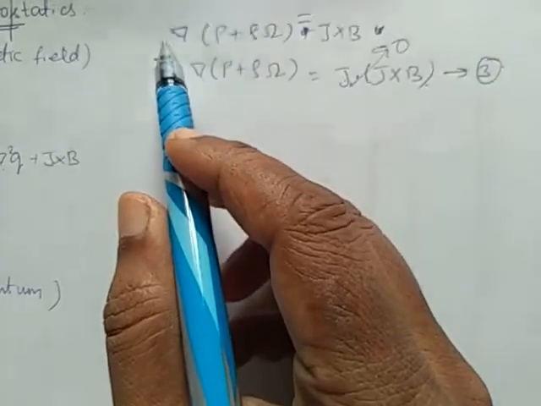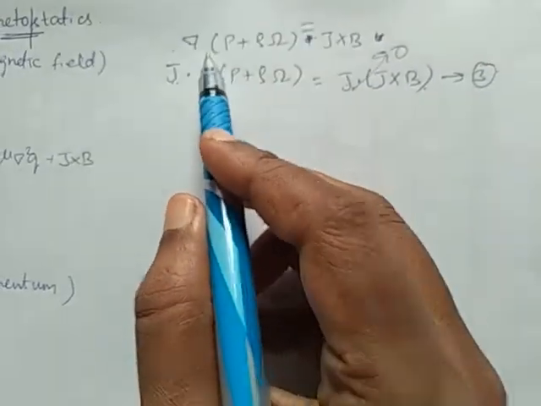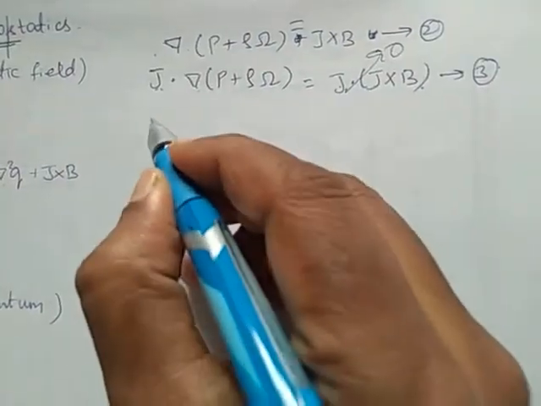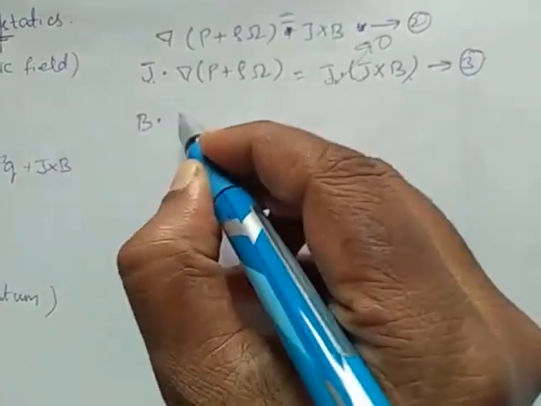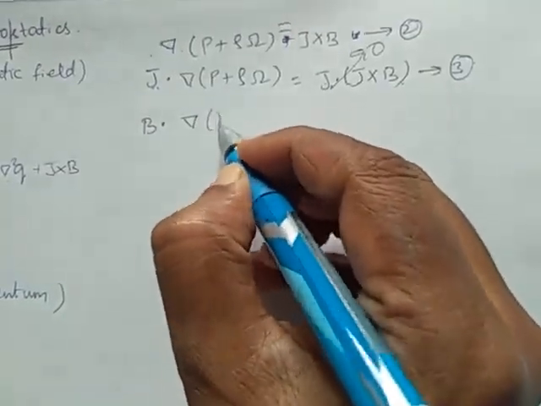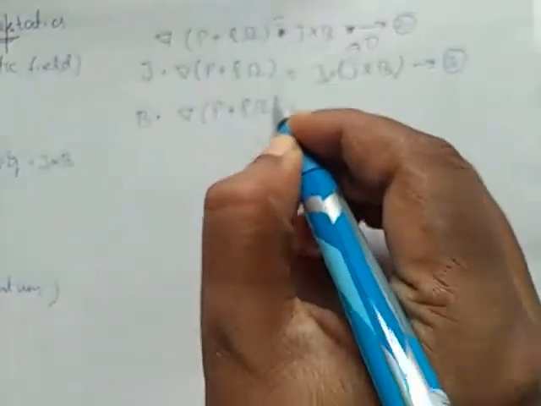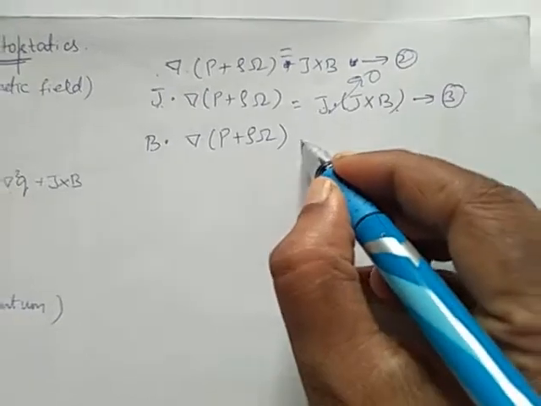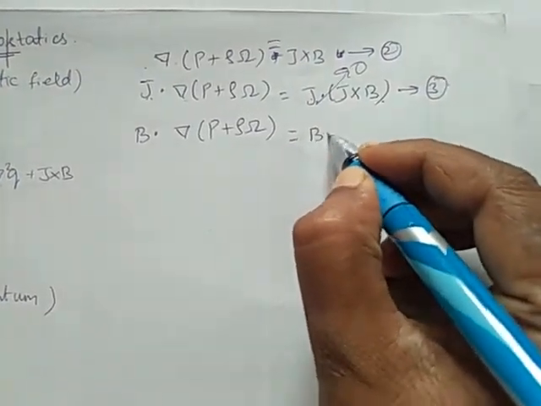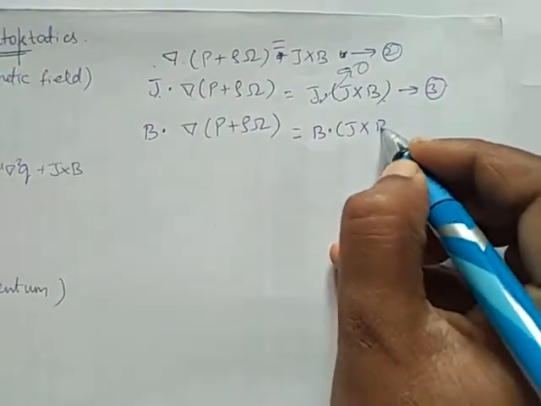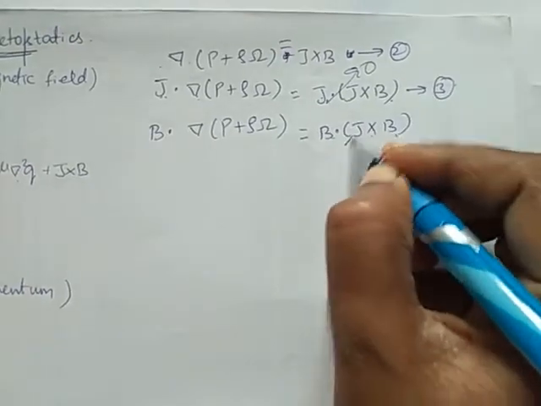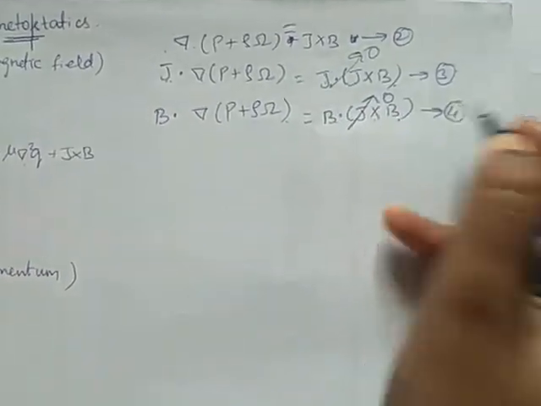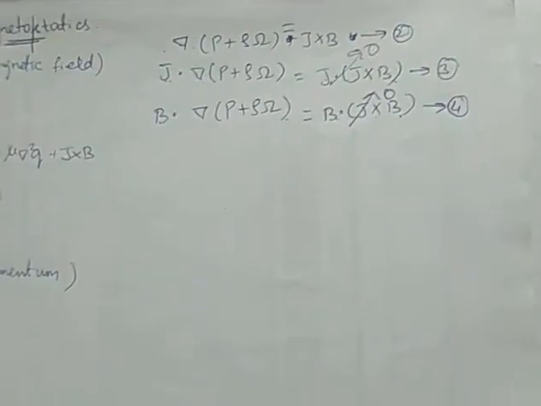Now I am going to take the dot product with B in equation 2. B dot del of (P plus rho omega) is equal to B dot J cross B. Again, B dot J cross B is 0, so this is also 0. I'll take this as equation 4.